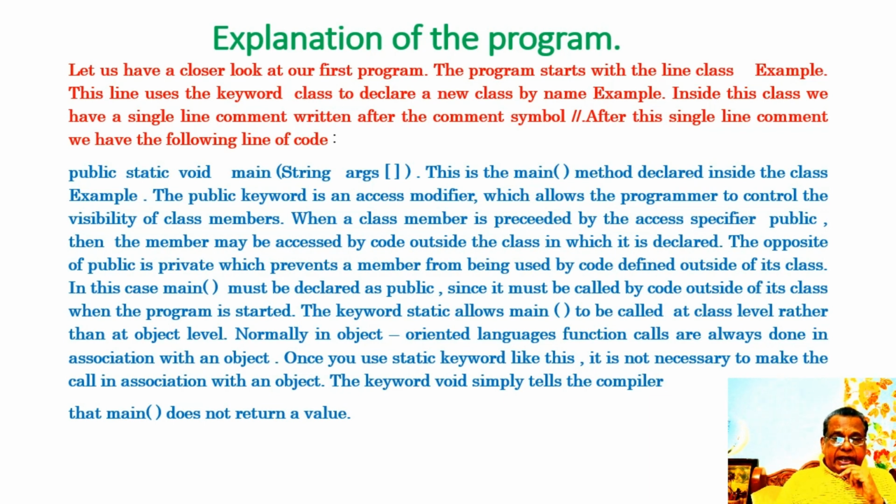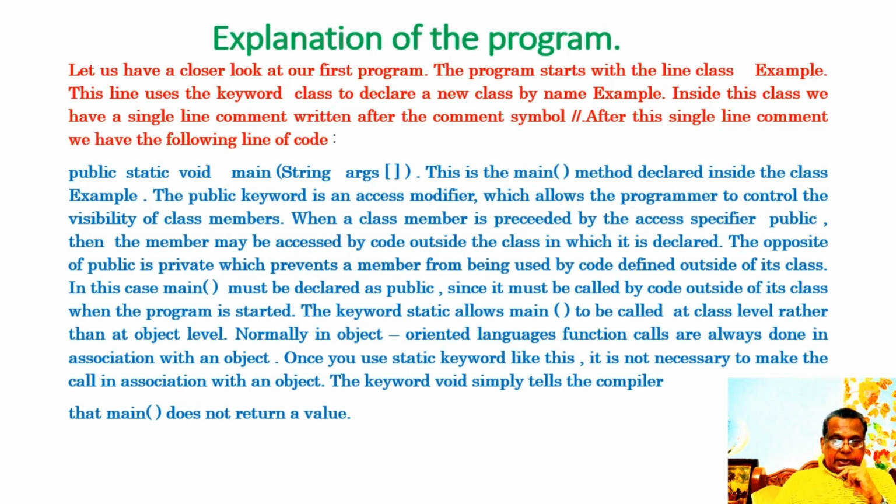Look, let us have a closer look at our first program. The program starts with the line class example. You know it. It starts with the line class example. This line uses the keyword class to declare a new class by name example. Inside this class, we have a single line comment written after the comment symbol. After this single line comment, we have the following line of code.